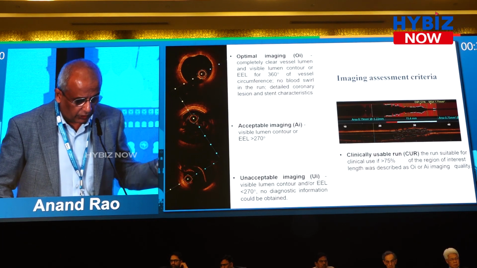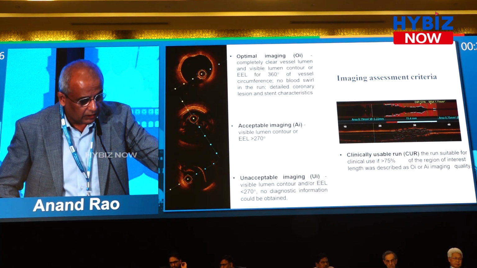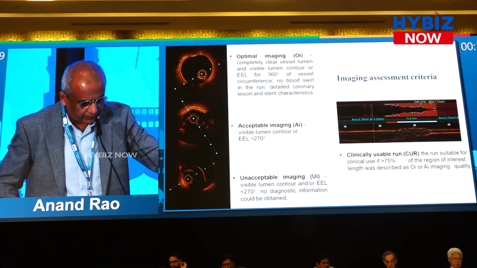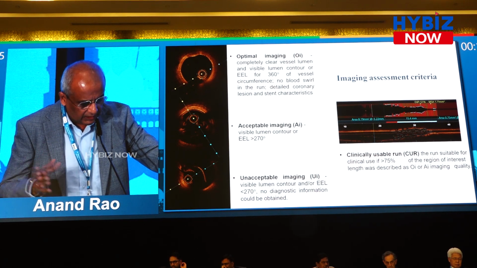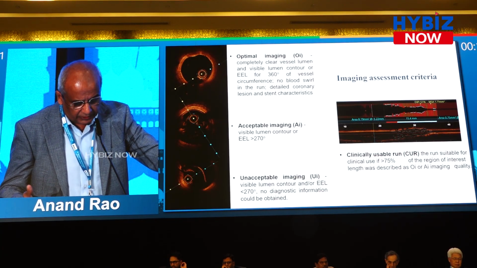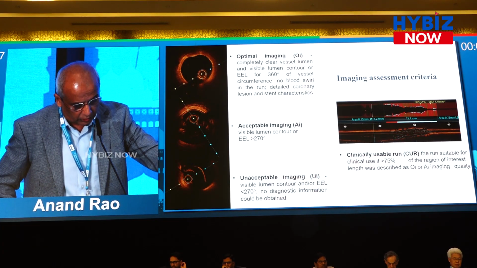So there are 3 things you have to remember when you do this kind of OCT. One is optimal imaging, where you get all 3 layers and all 360-degree visualization of the vessel. Acceptable imaging is EEL more than 270 degrees, and an unacceptable image is less than 270. When you have an unacceptable image, you probably have to change and switch to contrast OCT.